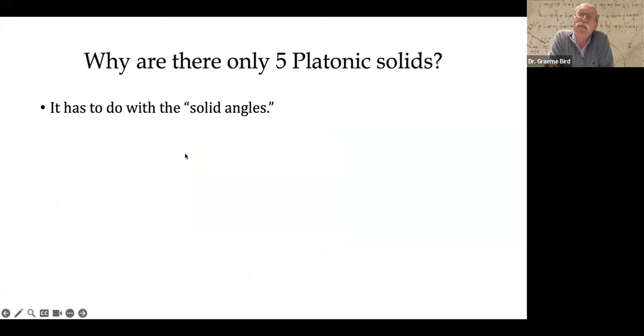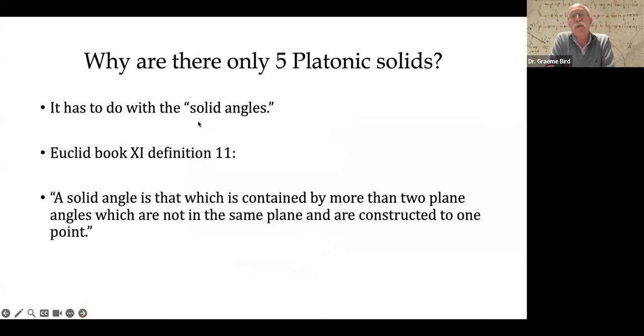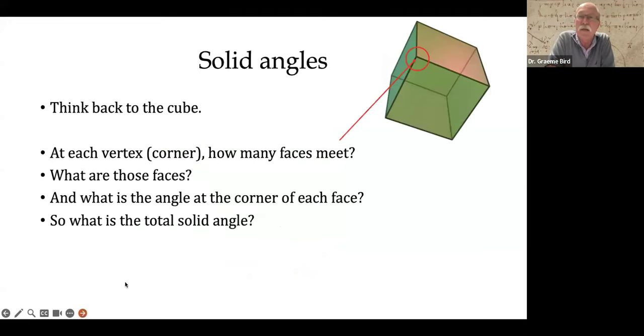Now, why are there only 5? And I must say, when I first checked out this proof, I thought, this is amazing. There should be lots, right? Why is there only 5? So we've got to think about something called solid angles. So here's Euclid book 11, definition 11. A solid angle is that which is contained by more than 2 plane angles, not in the same plane, constructed to one point. That sounds a little verbose. Let's just look at it.